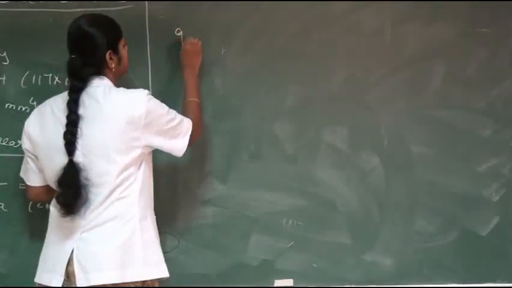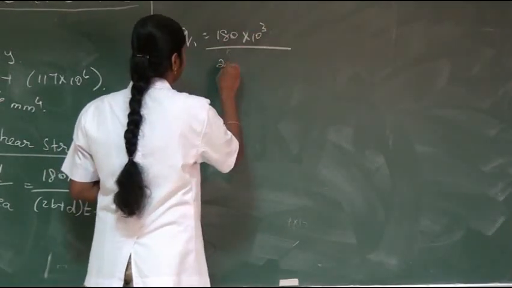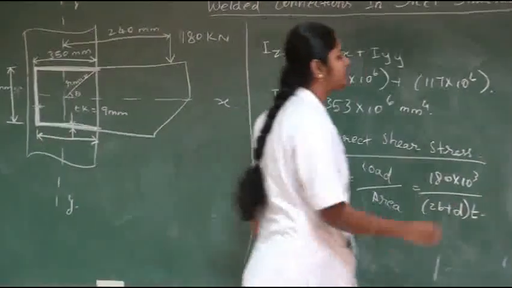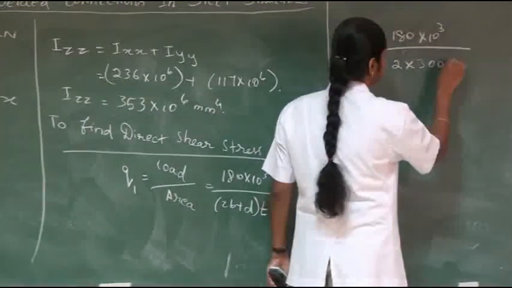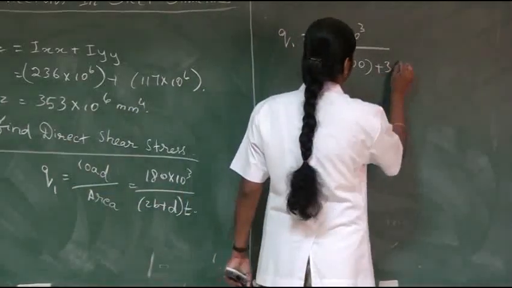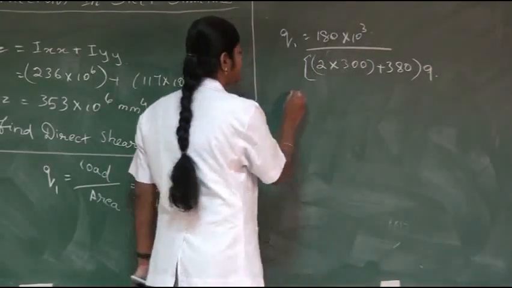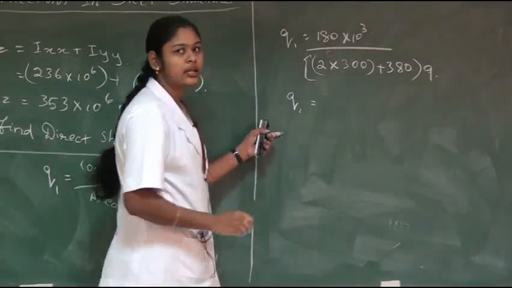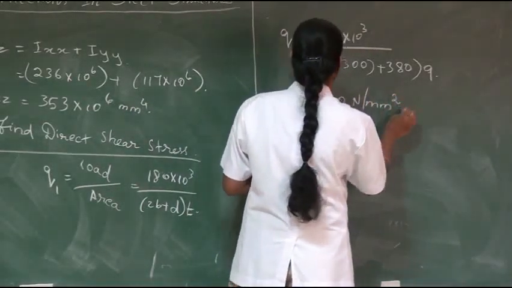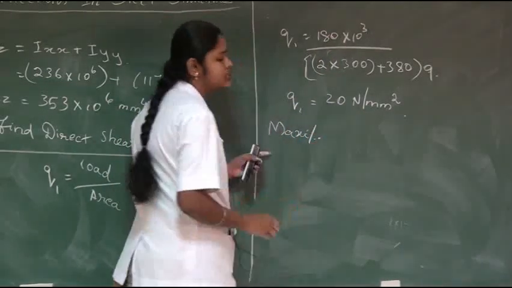Therefore, Q1 is equal to 180 into 10 to the power 3 divided by 2 into, here the breadth is 300 mm, 300 plus the depth is 380 mm, then the thickness is 9 mm. Therefore, by resolving this we get the answer Q1 as 20 Newton per mm squared. Then you have to calculate the Q2, maximum stress due to moment.